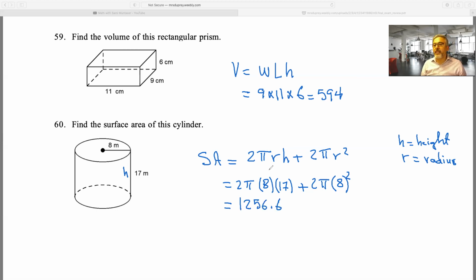If you're putting this into your calculator, make sure you put brackets around here, and then you go 2 times pi times 8 times 17, close the bracket, and then you write a plus, and then you open another bracket, and you go 2 times pi times 8 squared. There's a square button on your calculator, and close the brackets. This way, your calculator will know the order of operations. If you put it in without the brackets, some calculators will give you the right answers, and some won't.